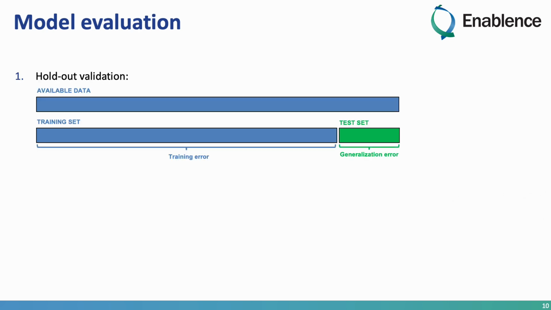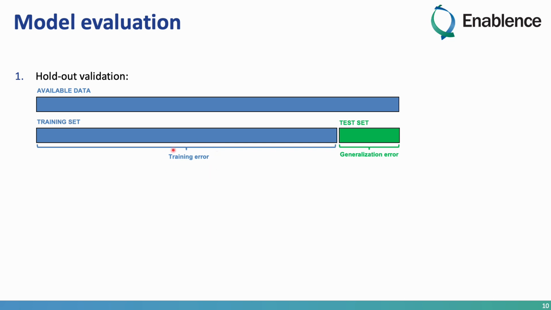Well, the only way to know how well a model will generalize to new cases is to actually try it out on new cases. So the most basic approach is called holdout validation. It splits the available data into two parts: the training set, which is the majority of the data, and the test set. During training, the model is only exposed to the instances within the training set, and that allows us to calculate the training error.